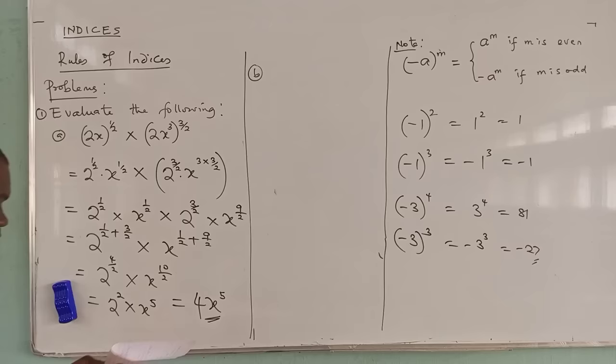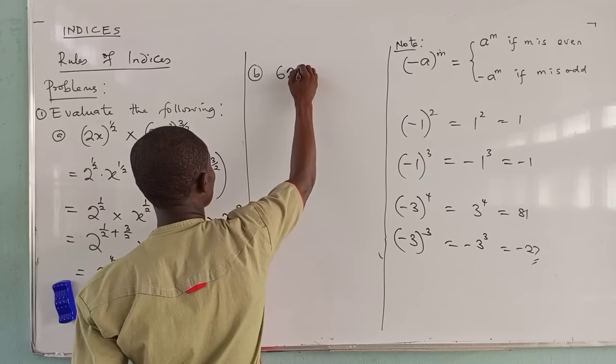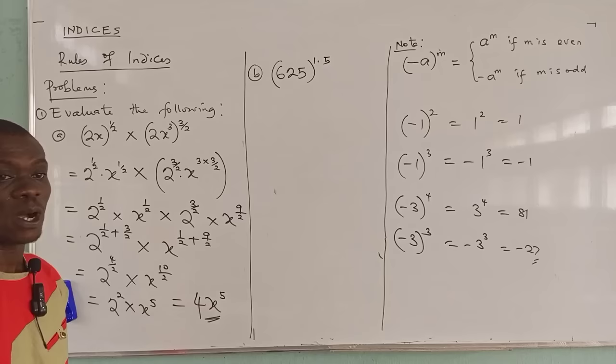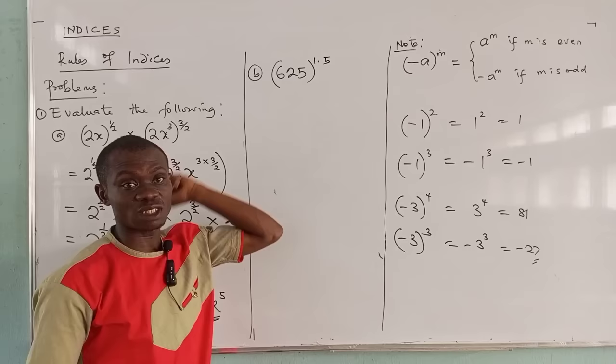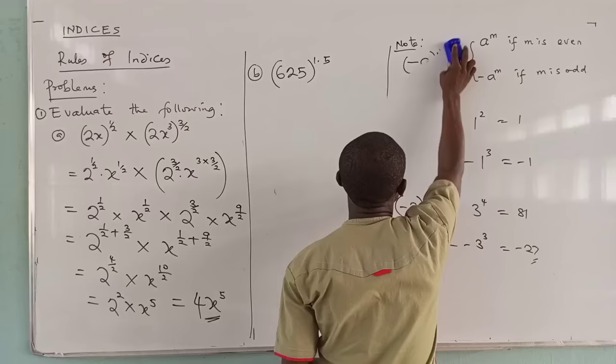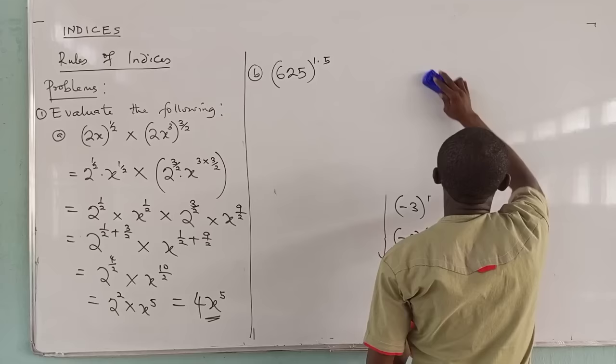We have 625 raised to the power of 1.5. You can see here now the power is a decimal. Whenever you have a decimal power, the rules we have read so far only handled fractional power. So if I have a decimal power, my target would be to change that power from decimal to fraction. And if I can do that, I can then apply the fractional power rule.